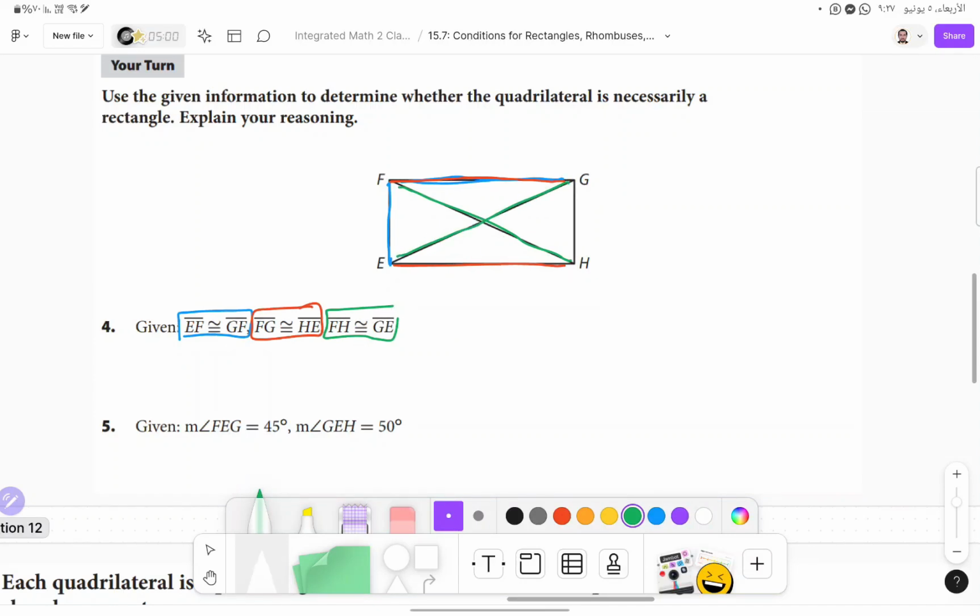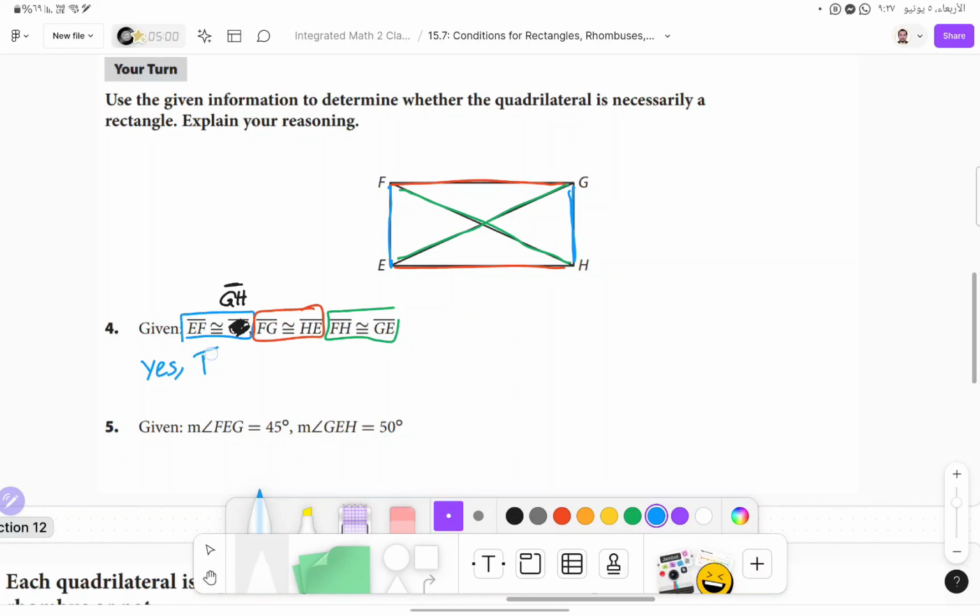I think in this equation there is a mistake. This equation here, he should mention not GF. Let me change this one. This one should mention GH because he's asking to prove the rectangle. So as you know, the opposite sides are always equal. So now how can we prove this one?